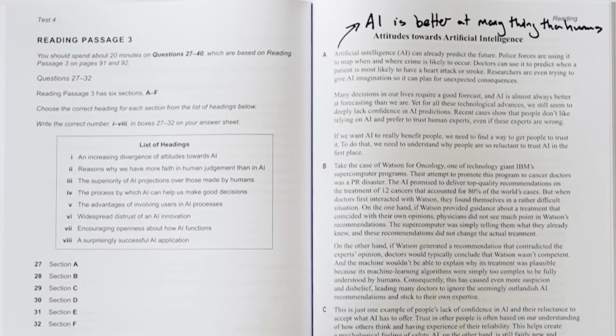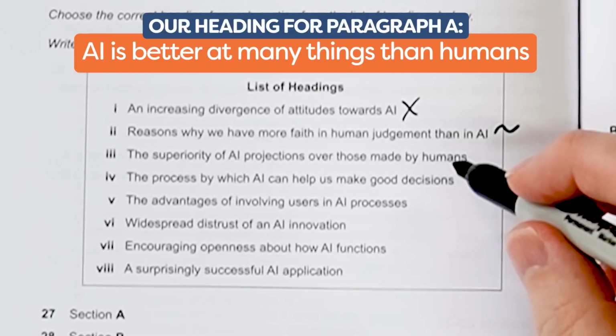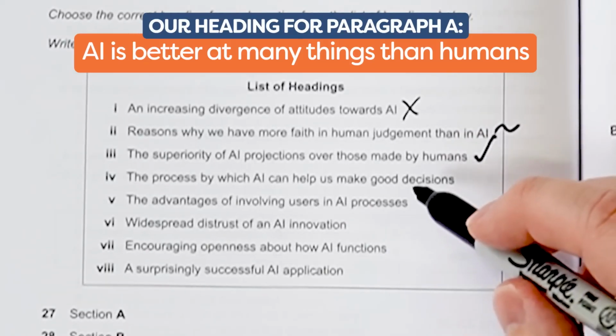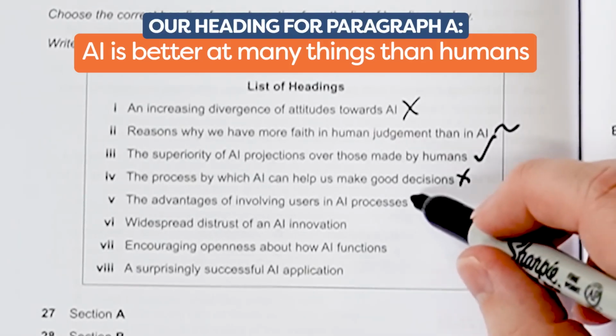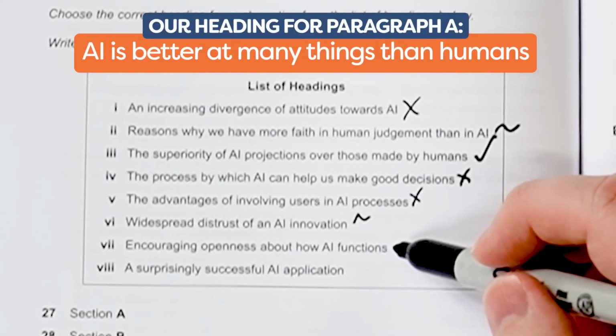And if that happens, then it's the correct answer. So let's use ours to see which one. So AI is better at many things than humans. Let's see if it matches any of those. So I'm going to do an X and a tick here, but you don't have to do that. Just for the purposes of this video, I'm going to make it just super clear. So no. Reasons why we have more faith in human judgment, maybe. The superiority of AI projections over those made by humans, why AI is better, yes. The process by which AI can help us make good decisions, no, not talking about process. The advantages of involving humans, no. Widespread distrust, maybe. Encouraging openness about how AI functions, no.